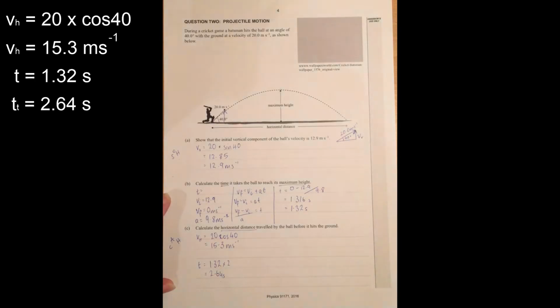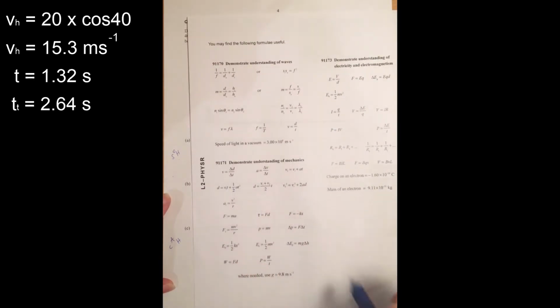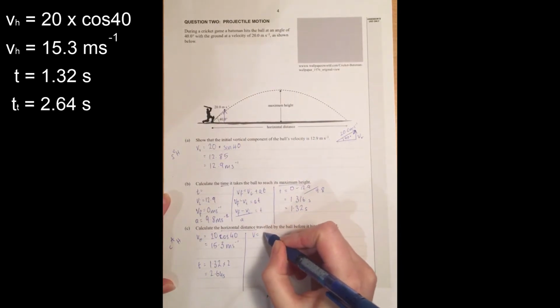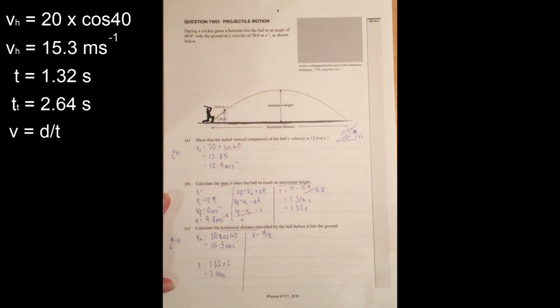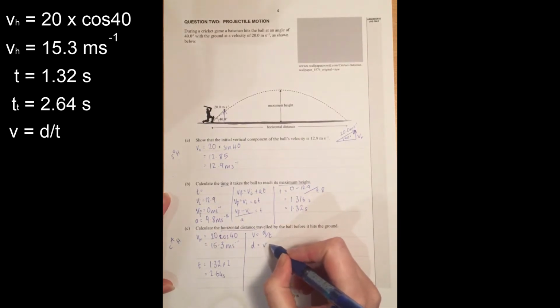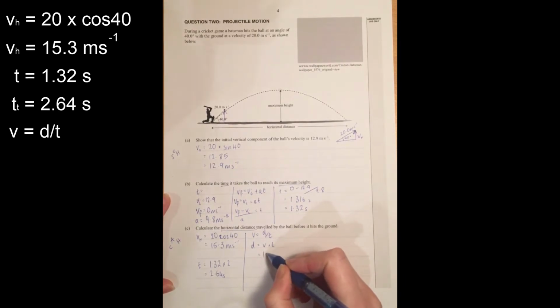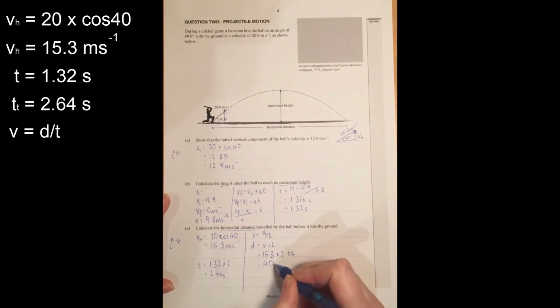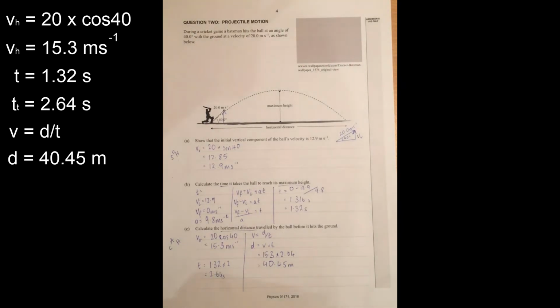Now, because we're in the horizontal component and we don't have any external forces, we've got no accelerations going on, we can just use that plain old equation. Velocity is distance divided by time. We've got a velocity, we've got a time, we want to work out distance. Perfect. So we just need to rearrange: distance equals velocity times time. So we're going to do 15.3 times 2.64, and we should end up with 40.45 meters. It's actually 40.447.